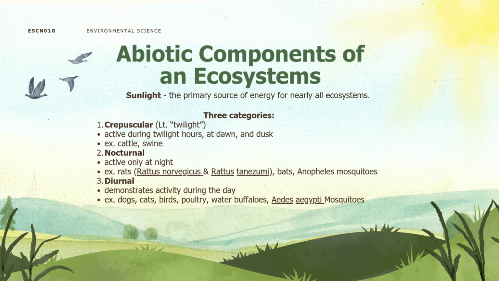Okay, so again, that's crepuscular. Again, these are animals that are active during twilight hours, dawn, and dusk. On the other hand, if we talk about nocturnal, these are again animals that are active only during night. And the most common examples of these are rats, bats, and mosquitoes.